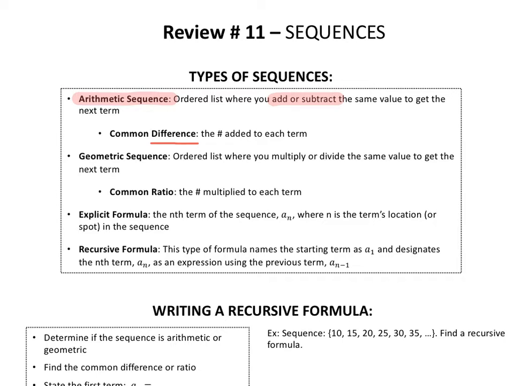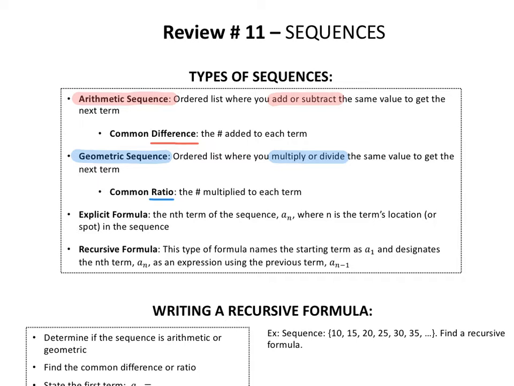The second kind of sequence that we're looking at is a geometric sequence. A geometric sequence is an ordered list where you multiply or divide the same value to get the next term. We call it the common ratio, which is the number that is multiplied to get each term. So for example, again, if we started with 1, if our common ratio was 3, you would multiply 1 by 3 to get the next term, and so on and so forth. That's called the common ratio.